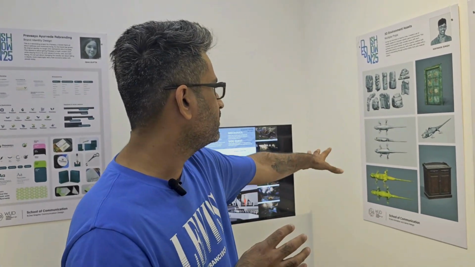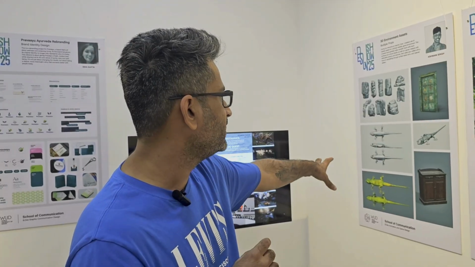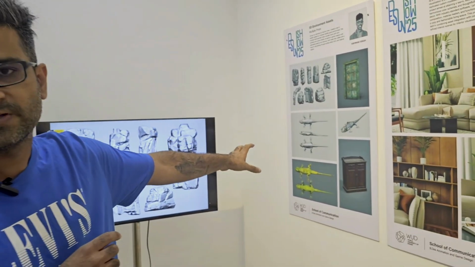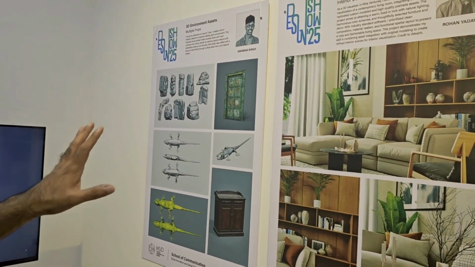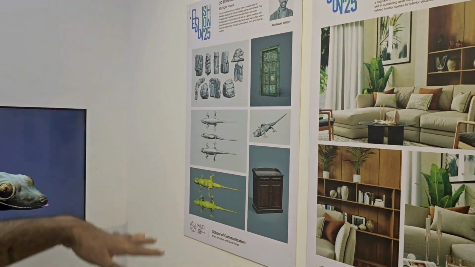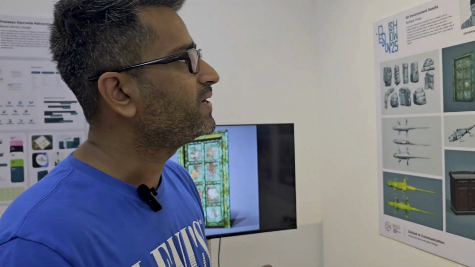So starting off from here, as I said, there are a lot of creatures as well, a lot of hard surfaces, rocks too, a lot of other assets as well, like how Indian older school doors used to look like, a couple of more architectural pieces.